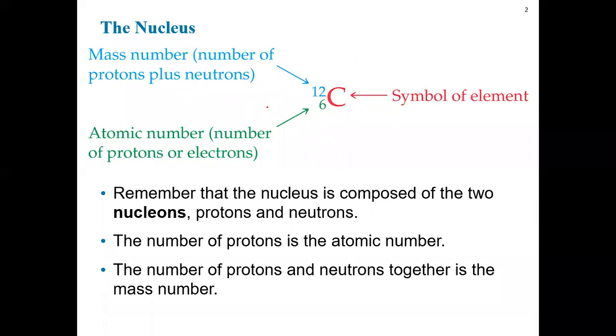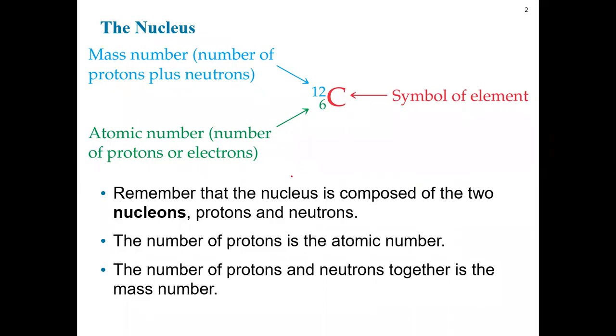Okay, you can see for most of the elements, there are different isotopes. Isotopes have the same chemical symbol, same atomic number, but different mass number. What is the mass number? Mass number is the number of protons plus neutrons.